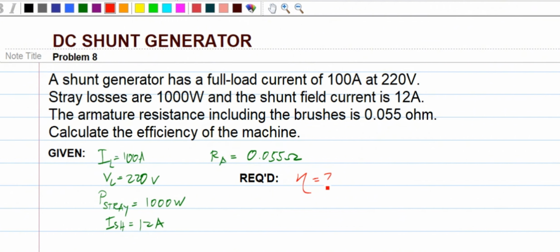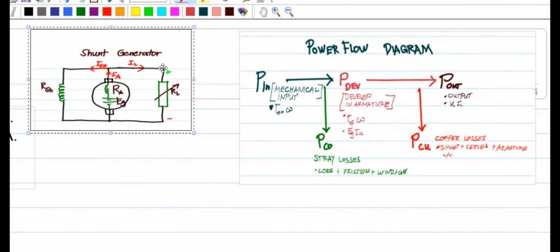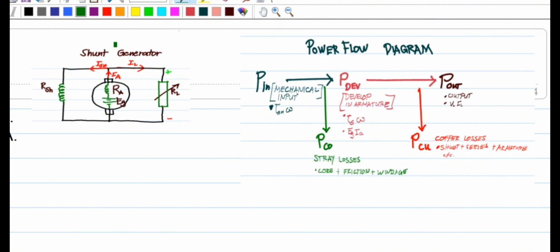First, we are going to write the power flow diagram and the shunt generator circuit. We have here the circuit of a shunt generator and the power flow diagram. Let's write the given: ISH of 12 amperes, RA of 0.055. EG is missing, RSH is missing.